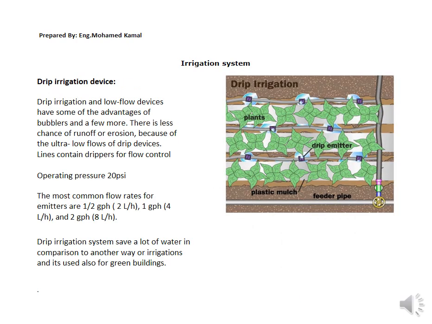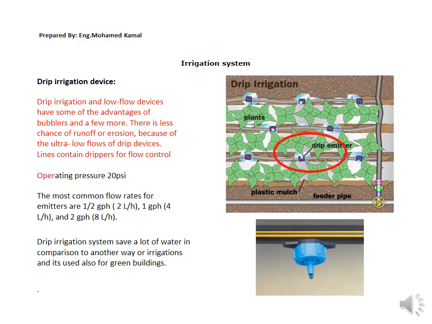Drip irrigation devices. Drip irrigation and low flow devices have some of the advantages of bubblers and more. There is less chance of runoff or erosion because of the ultra low flow of drip devices. Lines contain drippers for flow control. The expected operating pressure is about 20 psi. The most common flow rates for the emitter can be from 2 liters per hour up to 8 liters per hour.